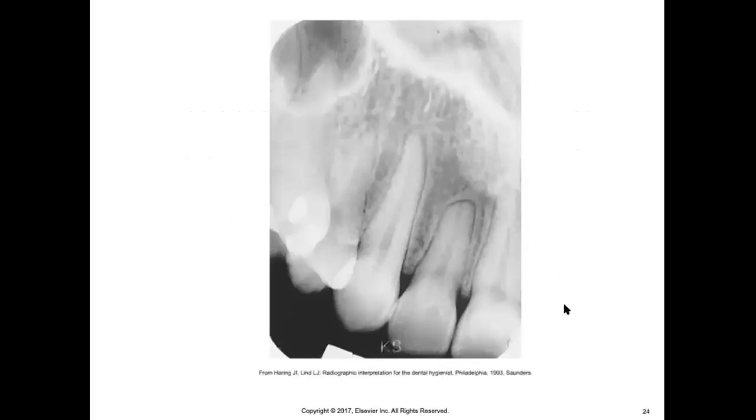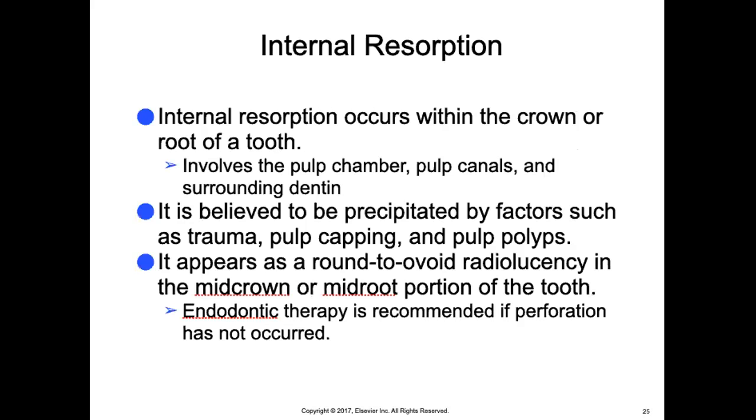So here is an example of external resorption where the root surface has actually been shrunken down. This usually doesn't cause any type of symptoms with the patient, and there's nothing that can actually be done here. It's just something that is watched to make sure that no other lesions result in a condition like this.